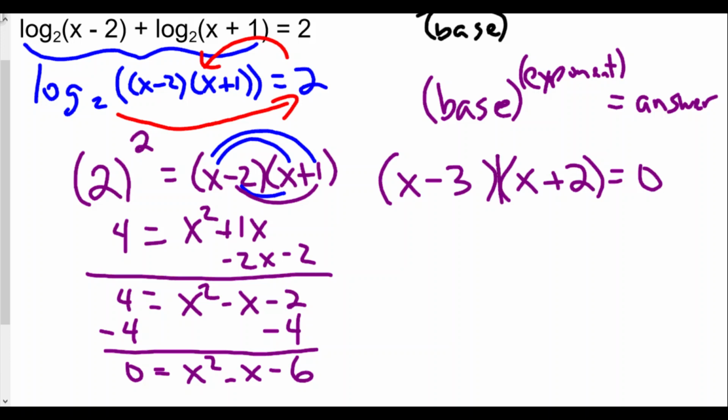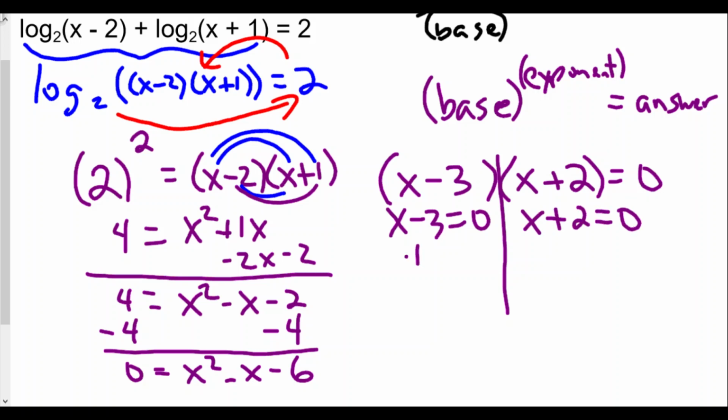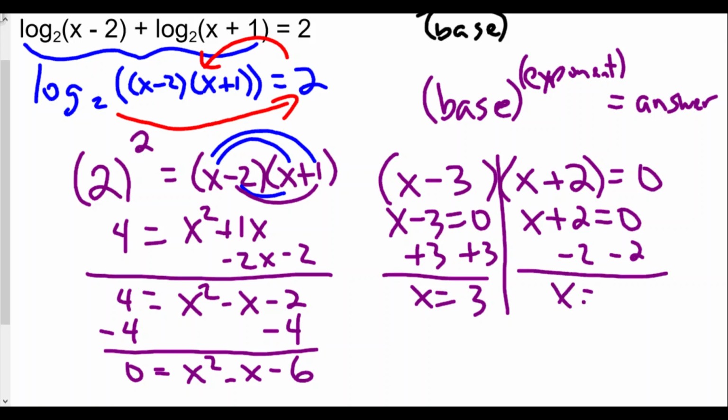We are going to set each of these factors equal to 0. So x minus 3 equals 0, and x plus 2 equals 0. Add 3 to both sides: x equals 3. Subtract 2 on both sides: x equals -2. Now we go back to the original equation, and both answers we solved.